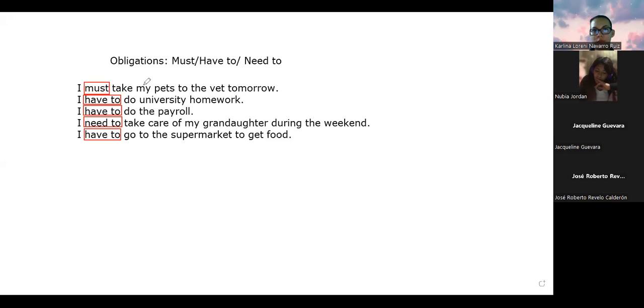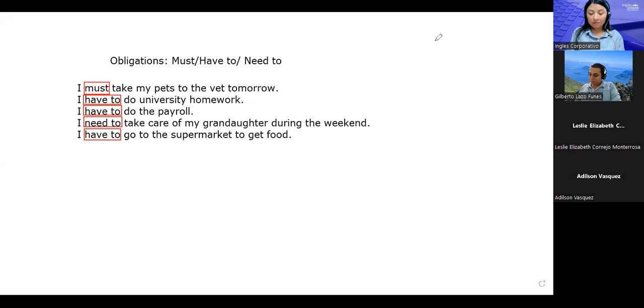For example, I must take my pets to the vet tomorrow. Tengo que llevar a mis mascotas al veterinario mañana. ¿Qué pasa si no lo llevo? ¿Es flexible que pueda cambiar esa actividad para el domingo? No. ¿Para la otra semana? No. Maybe I can kill them, or they can die probably, if I don't take them to the vet tomorrow.